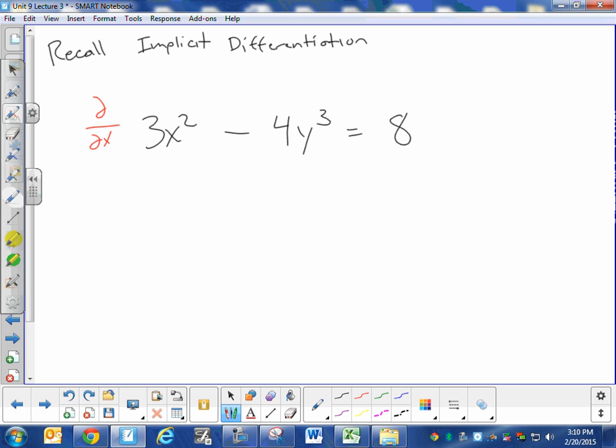Well, we would take the derivative with respect to x of everything. And what would we get? What's the derivative of 3x squared? Mr. Swisher. 6x. Good start. Mr. Jafrida, what is the derivative of 4y cubed with respect to x? 12y squared dy/dx. Exactly.